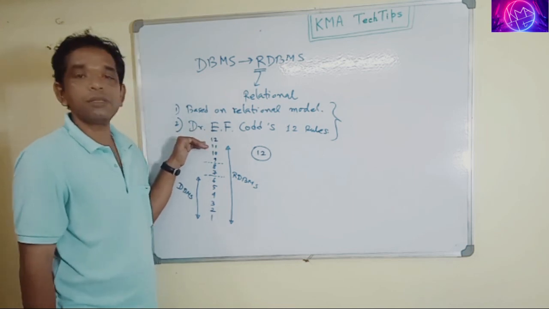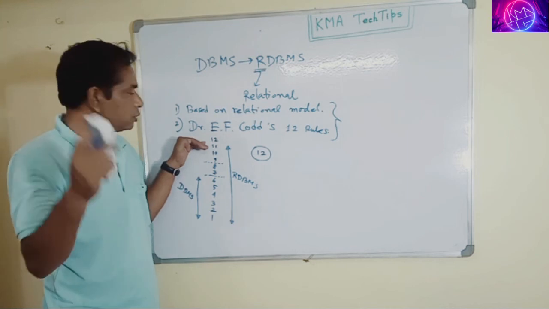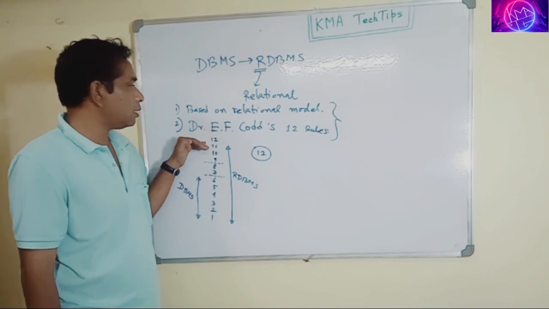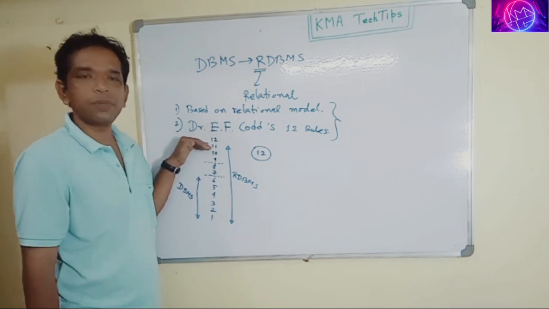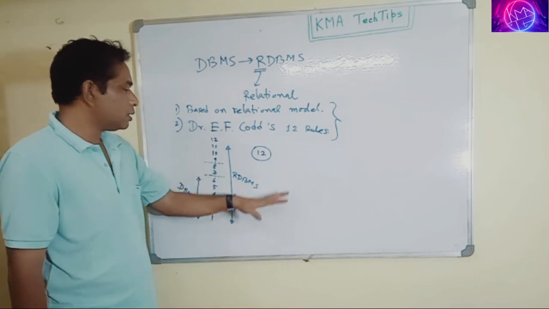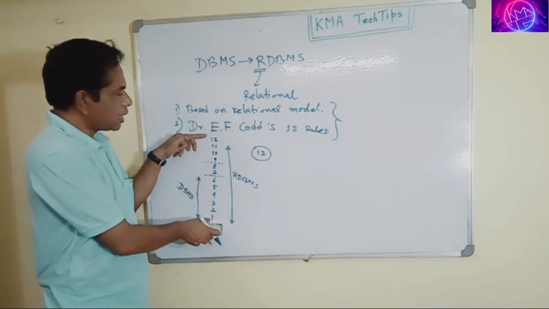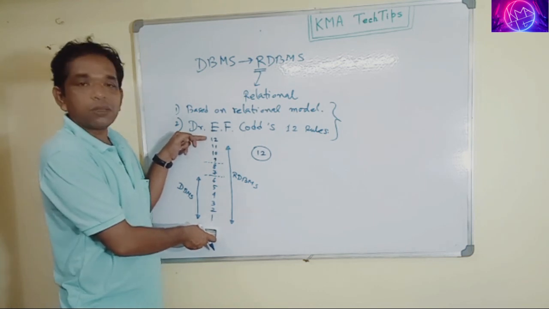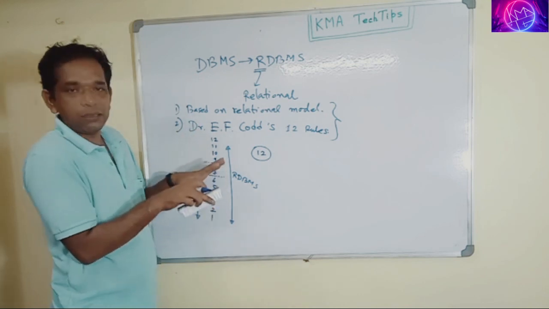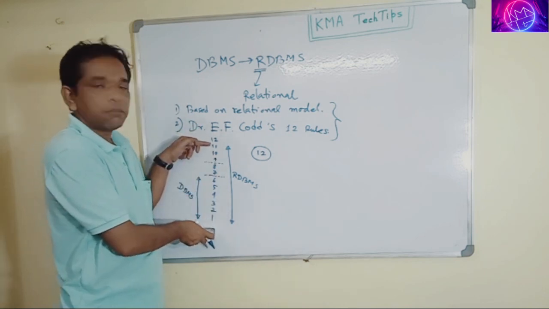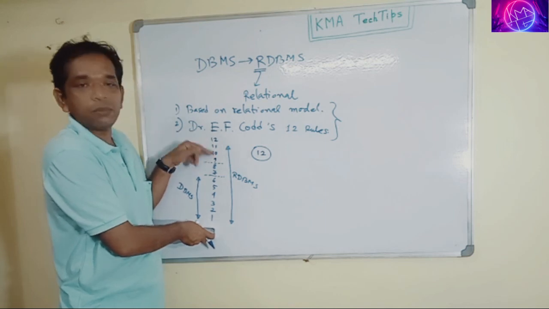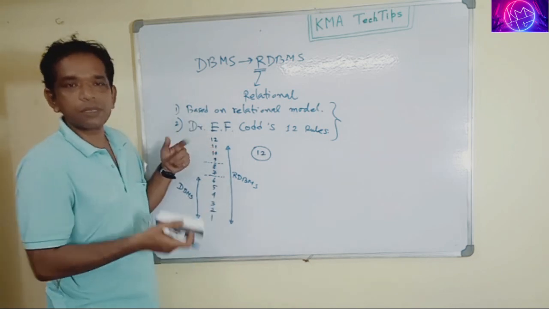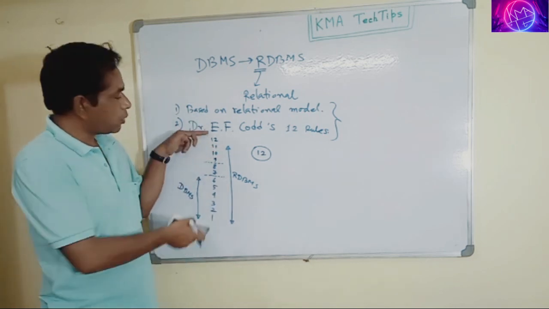Even Oracle is not satisfying all the 12 rules, though we know that Oracle is the most efficient database management system. So this is the scenario. Ideally, the database system must satisfy all 12 rules, but in reality we don't have such a database management system, though it's under research. Hopefully, in future some database management system will be discovered which can satisfy all 12 rules.